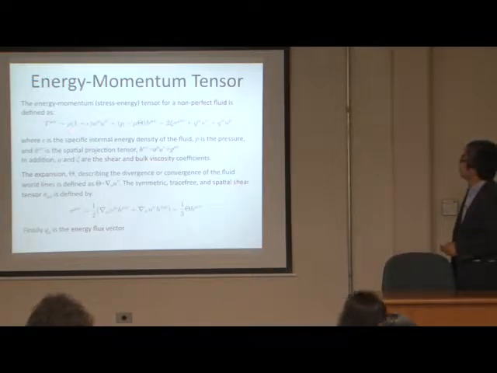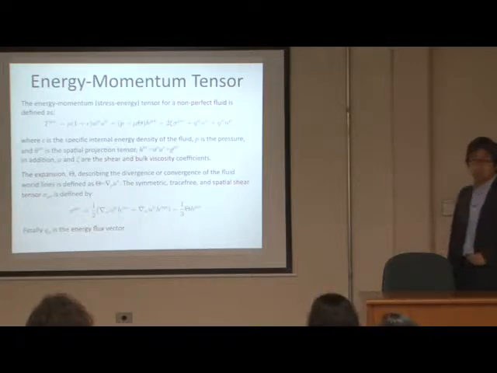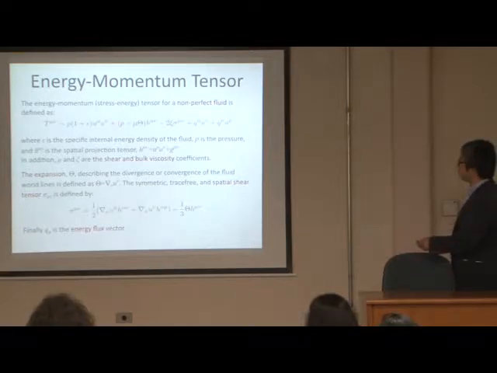So this is T^{μν}. It is the normal ρ(1+ε)u^μu^ν, including the θ term, where ε is the specific internal energy of the fluid, P is the pressure, and h^{μν} is the spatial projection tensor, u^μu^ν + g^{μν}. In addition, you can add η, which is the coefficient of shear and bulk viscosity, and also the expansion θ. We can also put the heat flux, the energy flux part, here. This is the fluid decomposition for the non-perfect fluid case.